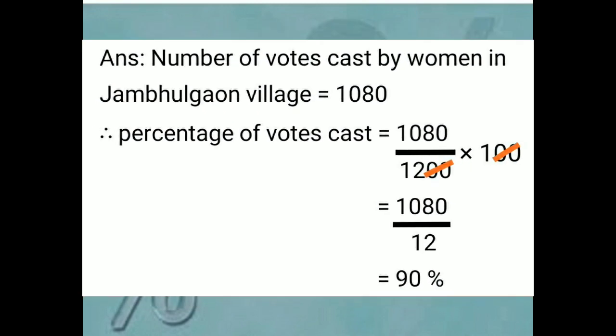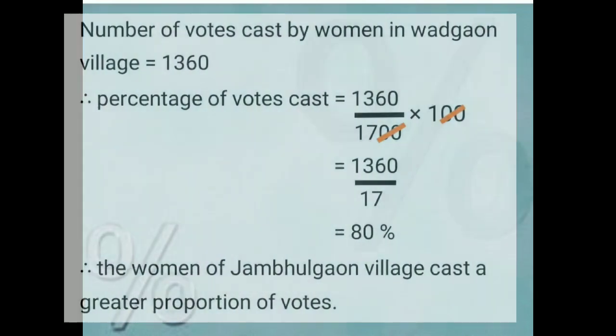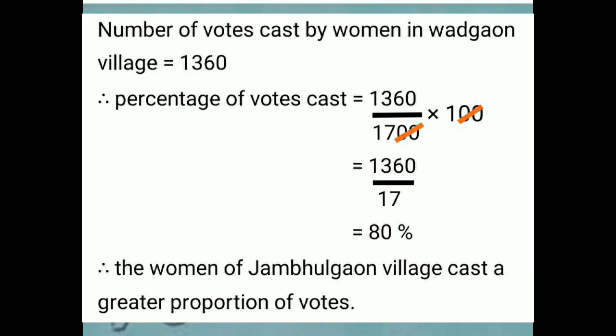So, in Jambulgaon village, out of total 1200 women voters, 1080 cast their votes. We will write it in the form of a fraction and multiply it by 100, after which we'll get the answer 90%, which means 90% of women from Jambulgaon village cast their votes. In a similar way, we'll also find out the percentage of votes cast by the women from Vadgaon village, which will give us the answer 80%. Now, from Jambulgaon village, 90% of women cast their votes, whereas from Vadgaon village, 80% of women cast their votes. So, there is a clear difference of 10%. Therefore, we can say that the women of Jambulgaon village cast a greater proportion of votes.